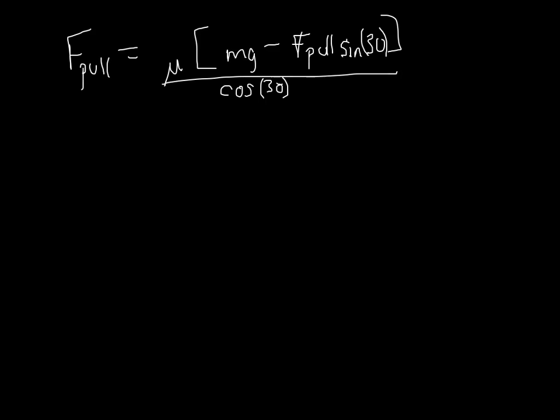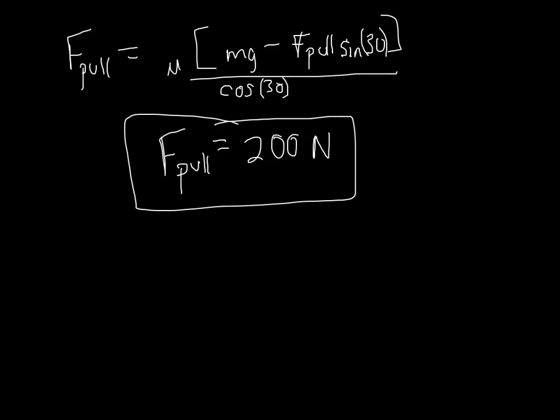Let's take stock of what we know. Do I know what mu is? Yes. Do I know what m is? Yeah. Do I know what g is? Yes. So the only thing I don't know is F pull. So I can plug in my numbers and solve this. Do a little bit of algebra, and you would find that F pull is equal to 200 newtons. And I would suggest actually going home and trying to do this algebra to make sure you can solve this out.